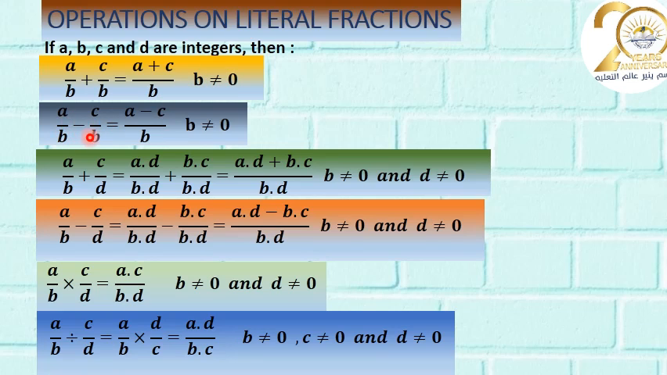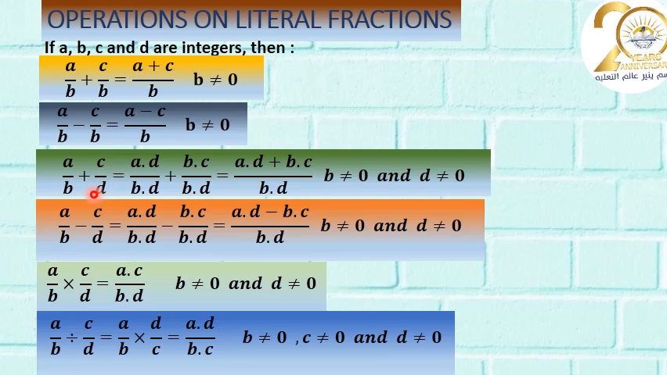The same thing happens when we have to subtract two literal fractions having the same denominator. So the numerator of the result is a minus c over b, which is the same denominator, with mentioning of course that b is different to 0.